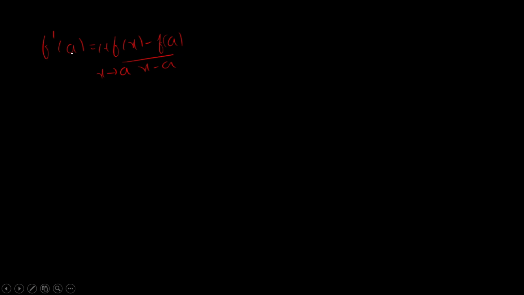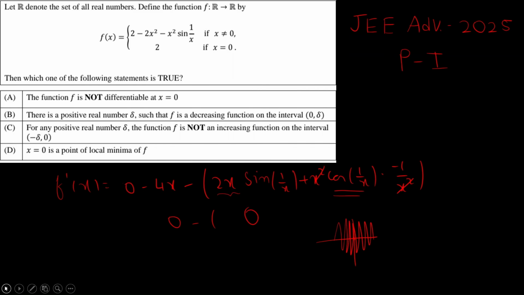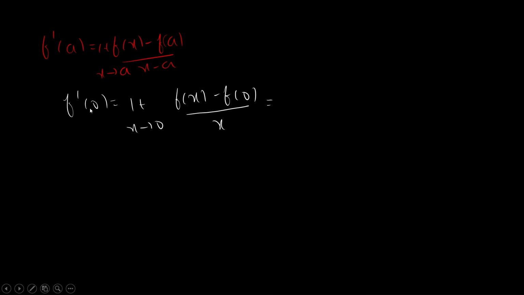Now, f'(0) is given as the limit as x tends to 0 of (f(x) minus f(0)) divided by x. Now let us see what f(x) is. f(x) is nothing but 2 minus 2x square minus x square sine 1 by x when x is not equal to 0. Let me write that down. Limit x tends to 0, 2 minus 2x square minus x square sine 1 by x.